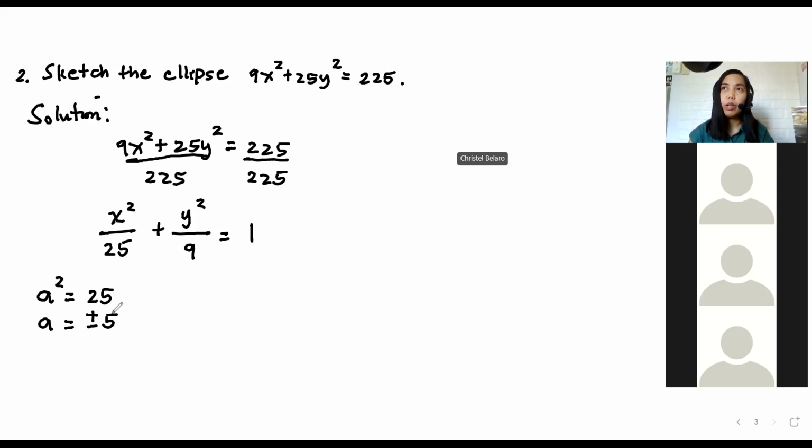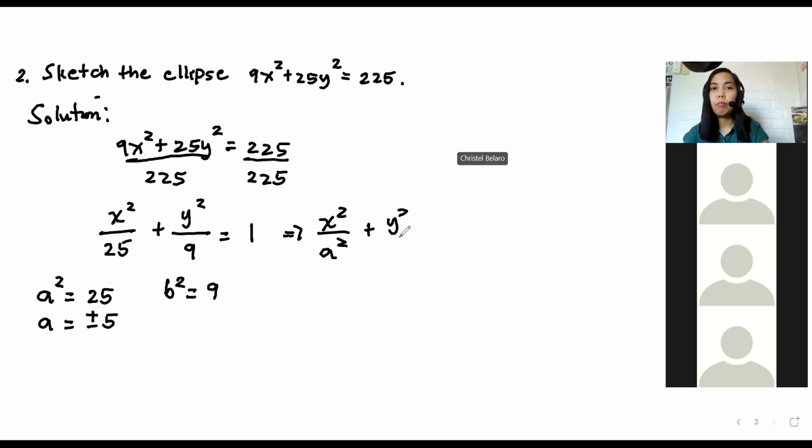But if asked, what is the square root of 25? We take only one, the principal root, because that is not an equation, right? It's just an expression, like the square root of 25 or the square root of 100. But since we are encountering an equation, we need to have plus or minus, as in x squared over a squared plus y squared over b squared equals 1.